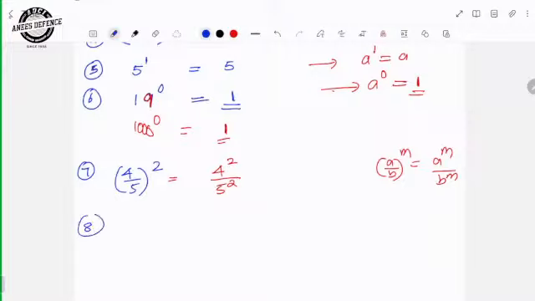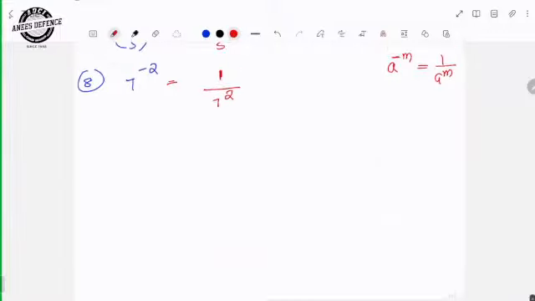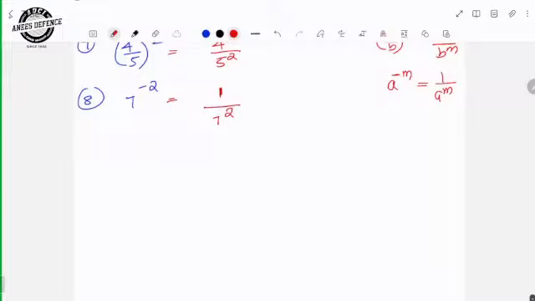Another question. 7 raised to minus 2. 7 raised to minus 2 can be written using A raised to minus M is equal to 1 by A raised to M. That can be written as 1 by 7 raised to 2. So you have to check the exponent part only. You are not allowed to change the sign of the base.